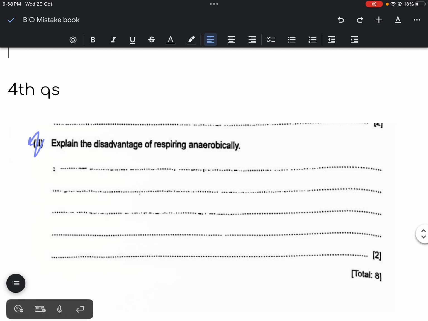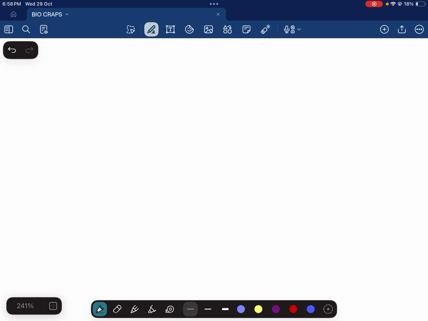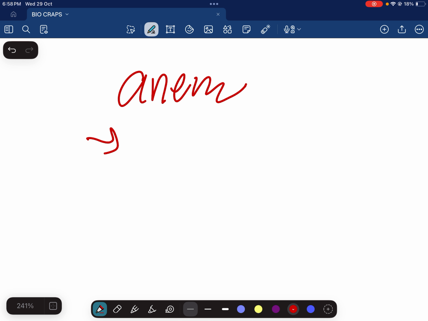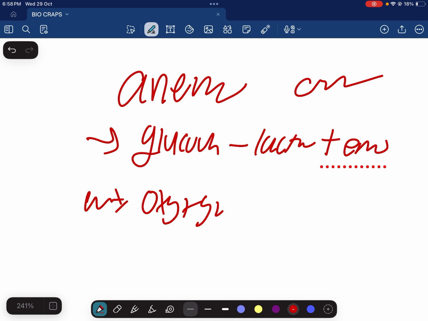Fourth question. Explain the disadvantage of respiring anaerobically. So tell me, what is the disadvantage of respiring anaerobically? Can you give me your anaerobic formula? Anaerobic is glucose gives you lactic acid plus energy. Yes. Okay, how about aerobic respiration? You breathe in what? You breathe in oxygen with glucose. You give out what? Carbon dioxide, water, and energy.